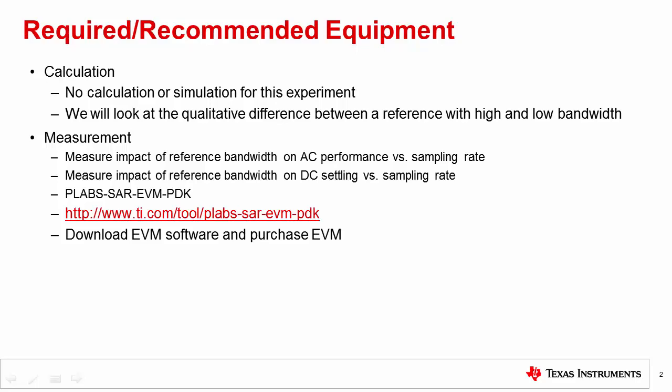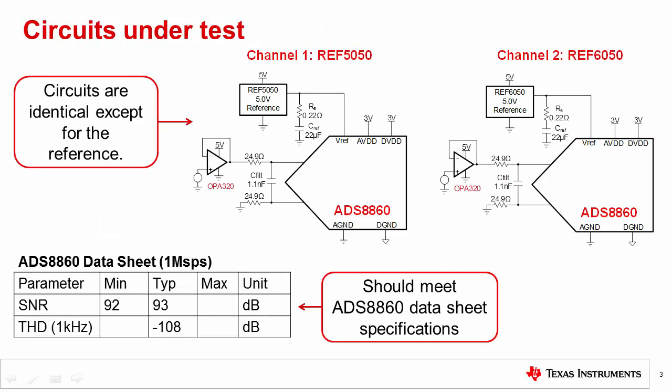Let's get started. For this experiment, we will measure the AC and DC performance of the ADS8860 with two different references. Both references are low-noise precision references, but the REF5050 has a low bandwidth output and the REF6050 has a high bandwidth output. Note that the bandwidth refers to the ability of the reference to respond to transients.